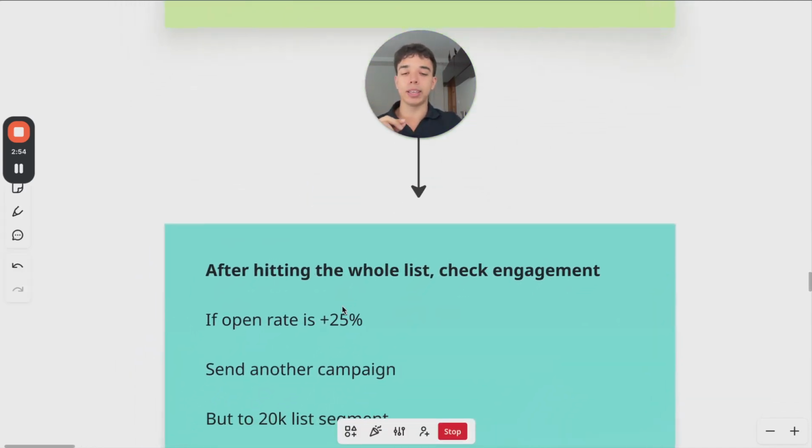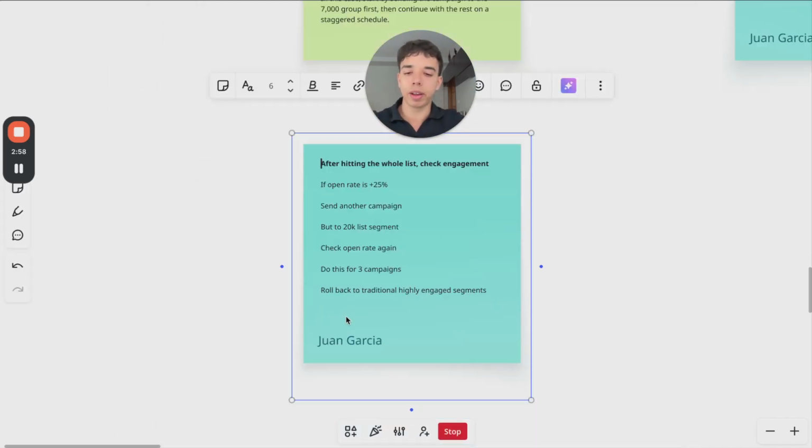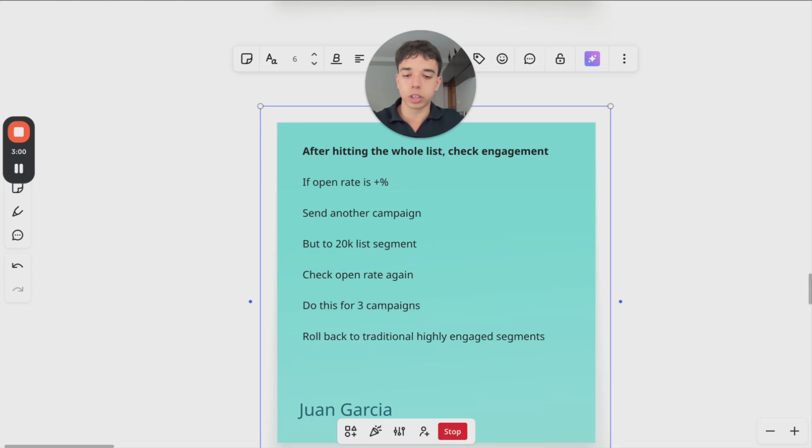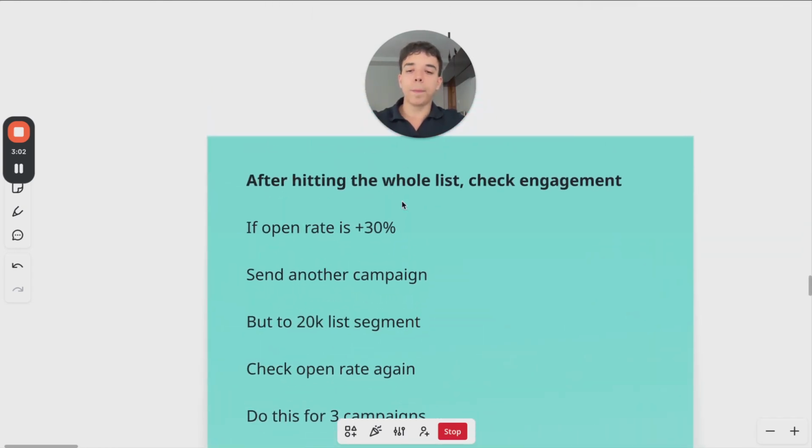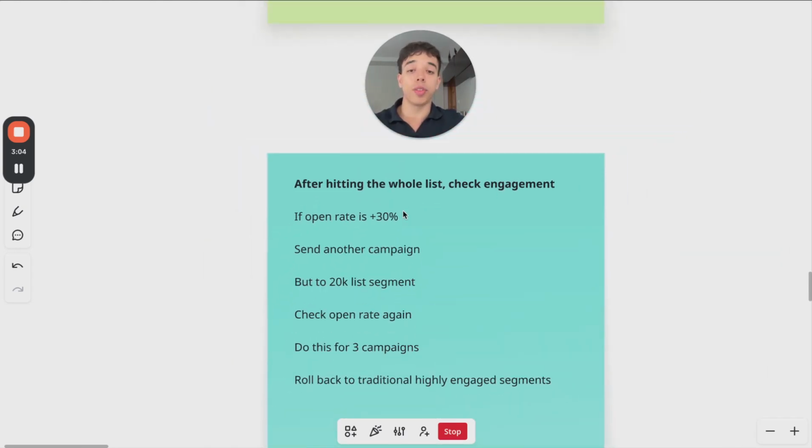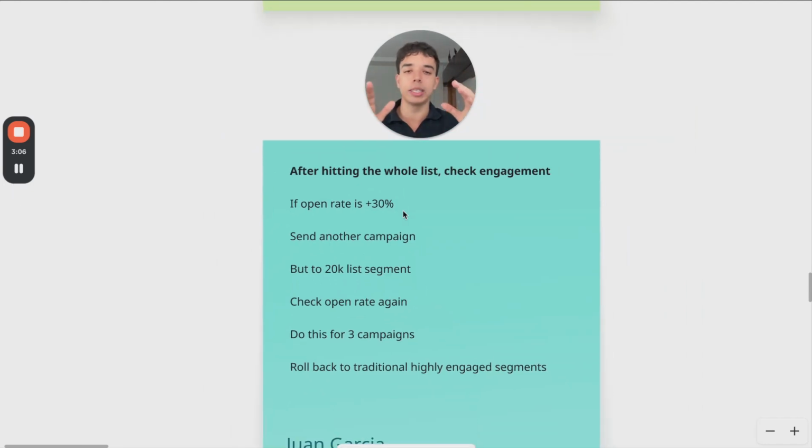If the open rate is more than 25% or even 30%, I think 30% is more conservative, you then send another campaign, right? But then to the 20K list segment. You then check open rates again, and if it actually maintains in that 30% range, then you need to do that for the 3 campaigns and see that these 3 campaigns that you are sending achieve a consistent 30%.